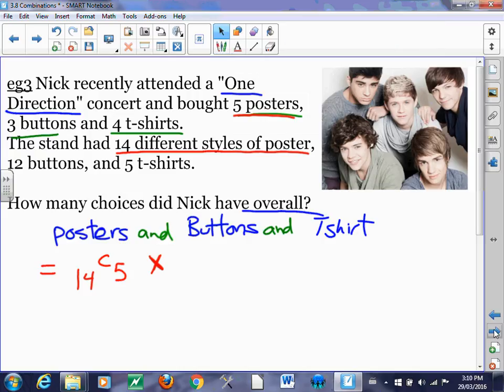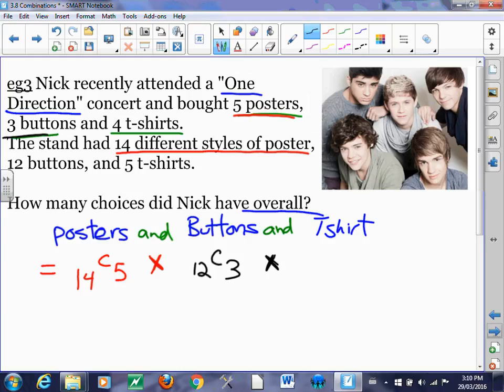Buttons. Let's do buttons. Okay. So there's 12 total. So it's going to be 12. And how many is he going to choose? He's going to choose 3 of them. Okay. And means to multiply. The last one is t-shirts. How many are there total? 5. And he's going to choose how many of them? He's choosing 4. Okay. Let's plug some of these in our calculator.